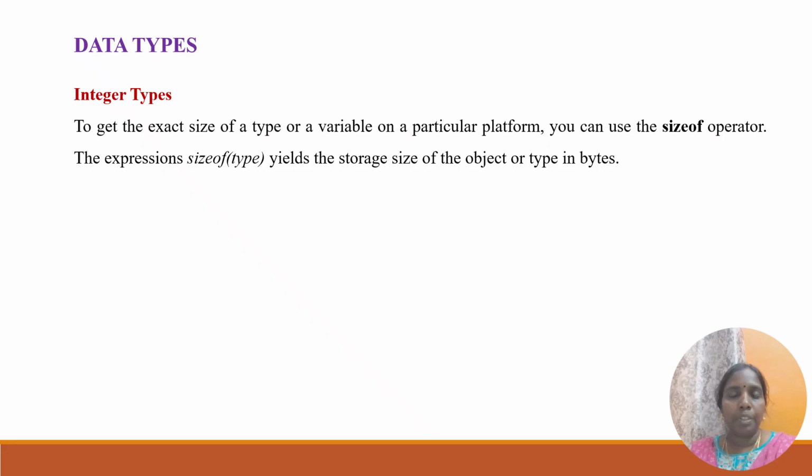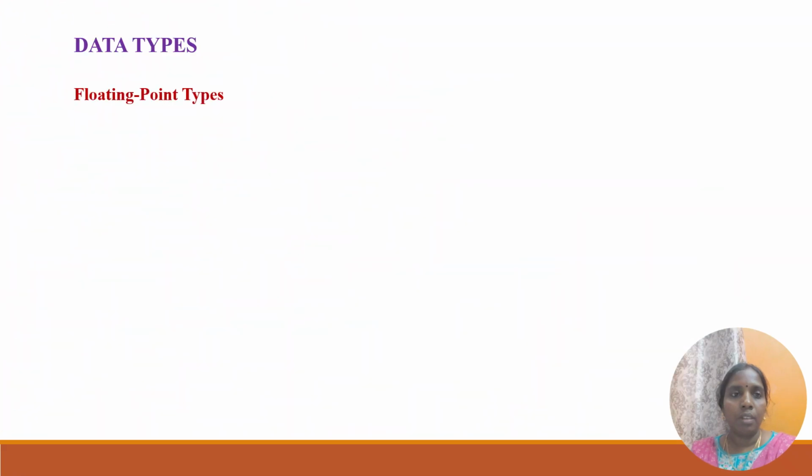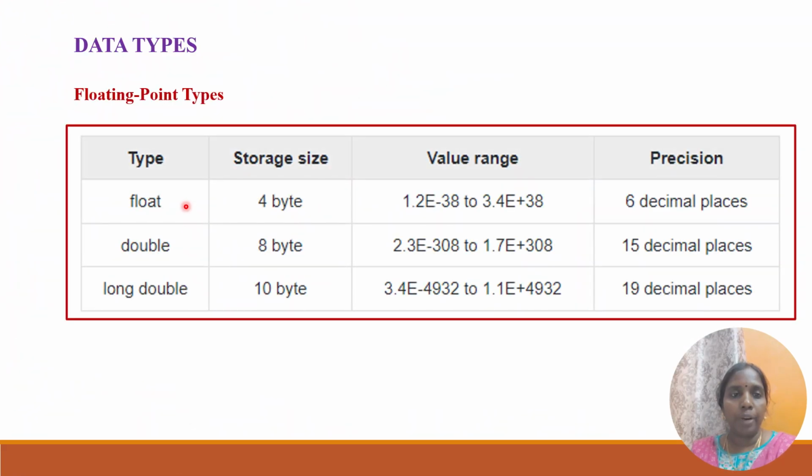If you want to find the size of every data type, we can make use of the keyword called sizeof. For floating point types, float uses the keyword float, and its storage size is 4 bytes, double has a storage size of 8 bytes, and long double has a storage size of 10 bytes. These are the values and precision values of float, double, and long double.